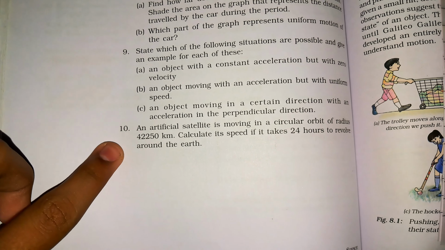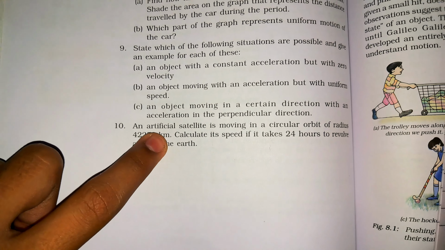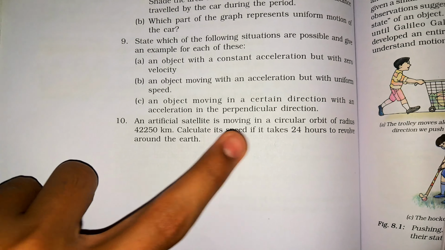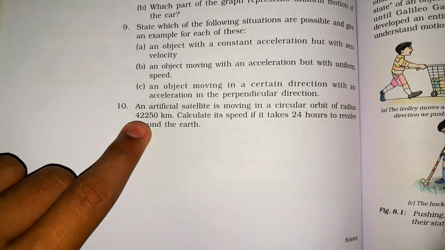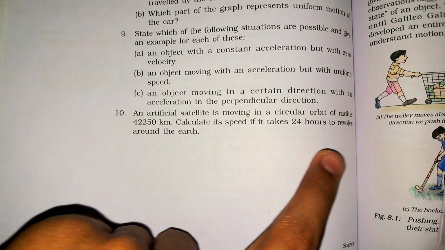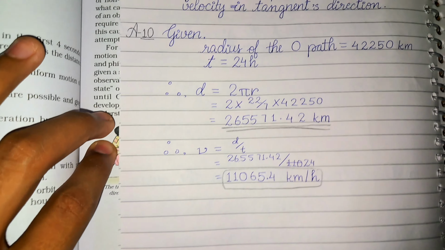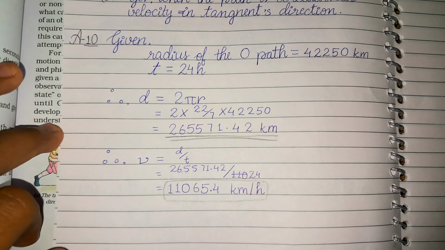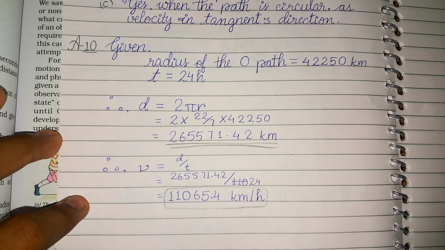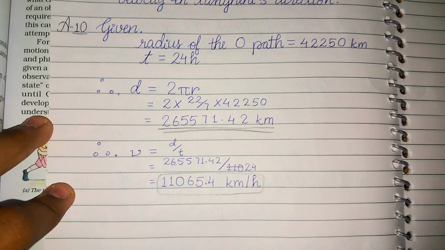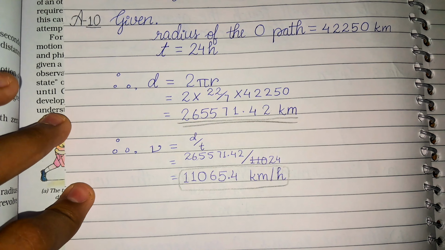Then comes the 10th question. This is a little bit tricky. An artificial satellite is moving in a circular orbit of this radius. Calculate its speed if it takes 24 hours to revolve around the earth. So we solved this. It was a little bit tricky question and you can use a calculator also to calculate this, otherwise mathematics should be strong for this.